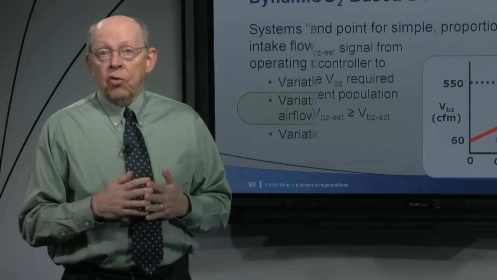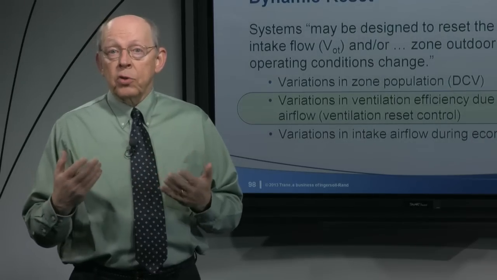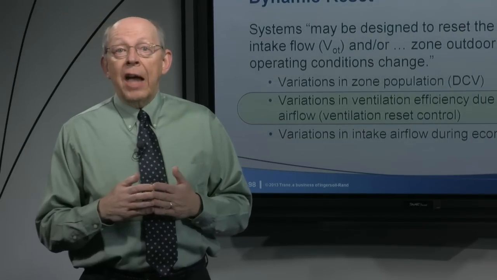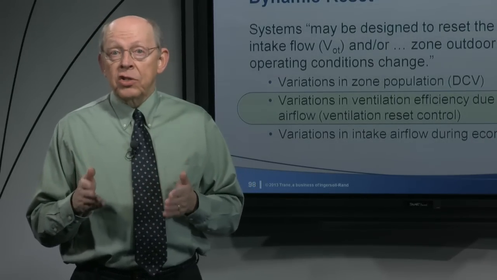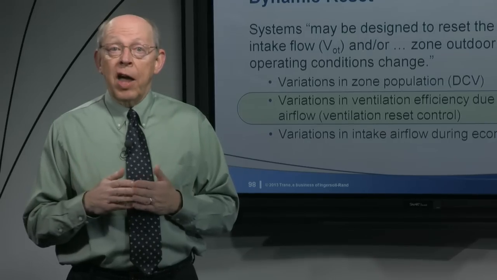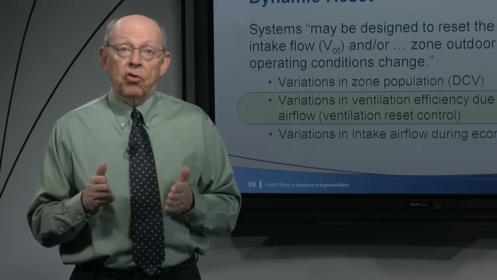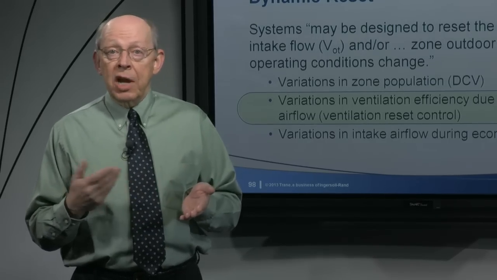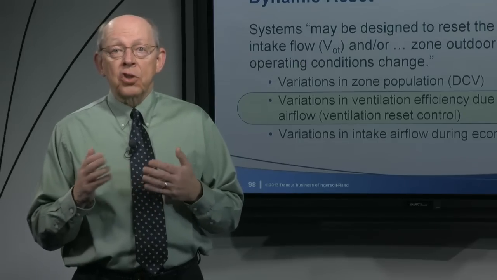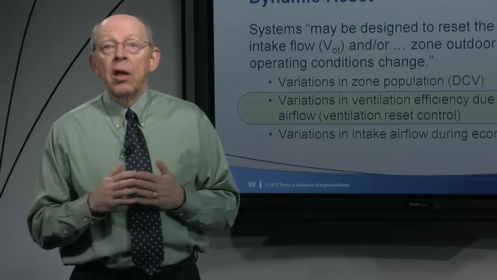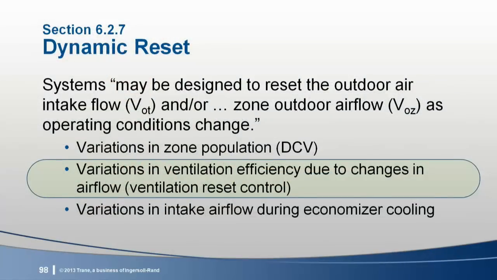Zone level demand control can be used in multiple zone systems too. In fact, to comply with energy standards, systems might need to provide both zone demand control and ventilation optimization control. We'll come back to zone level control in a minute. First, let's discuss ventilation optimization control, which is one of the dynamic reset options specifically allowed by the standard.